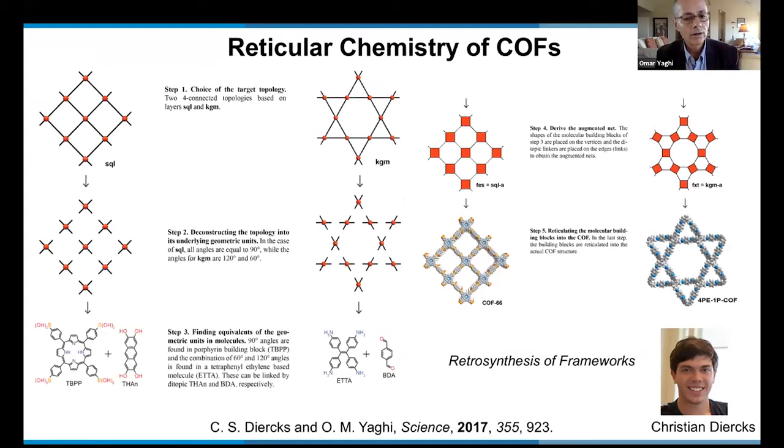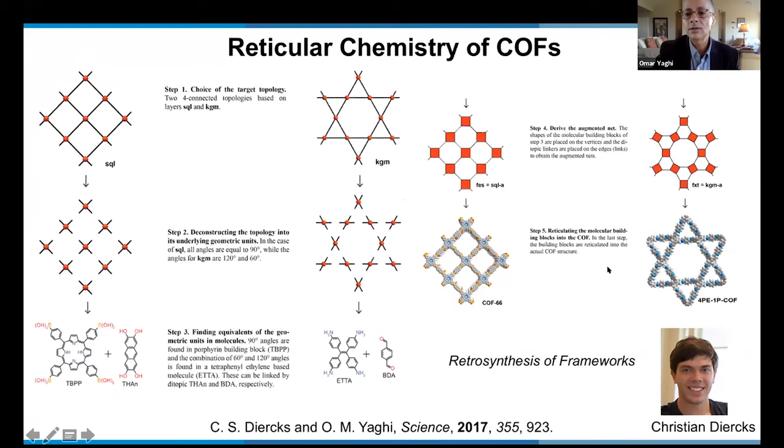And without being able to predict the structure, one cannot solve the crystal structures of COFs. You really have to have predicted that structure. And as you see here, things will fit together very nicely. In this case, the angles are 90 degrees, in this case they are 60 degrees and 120 degrees, and they fit together exactly how one would predict.